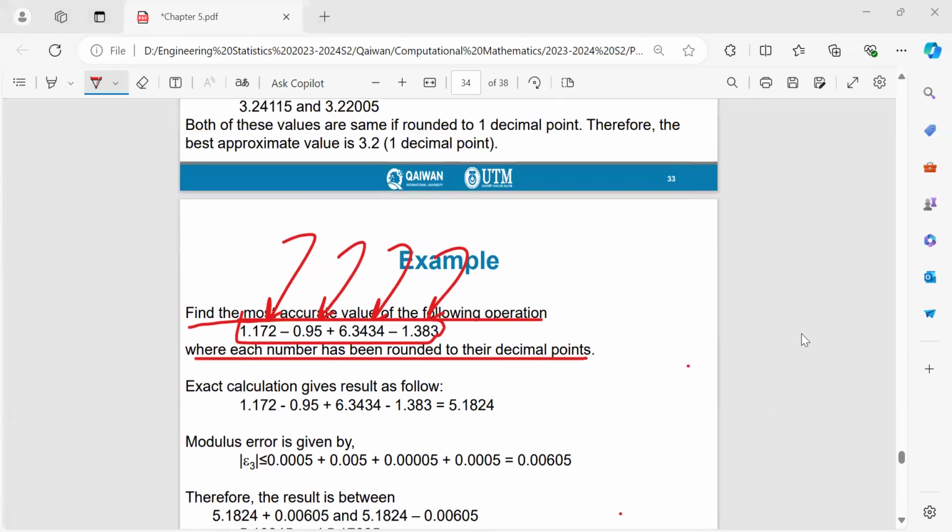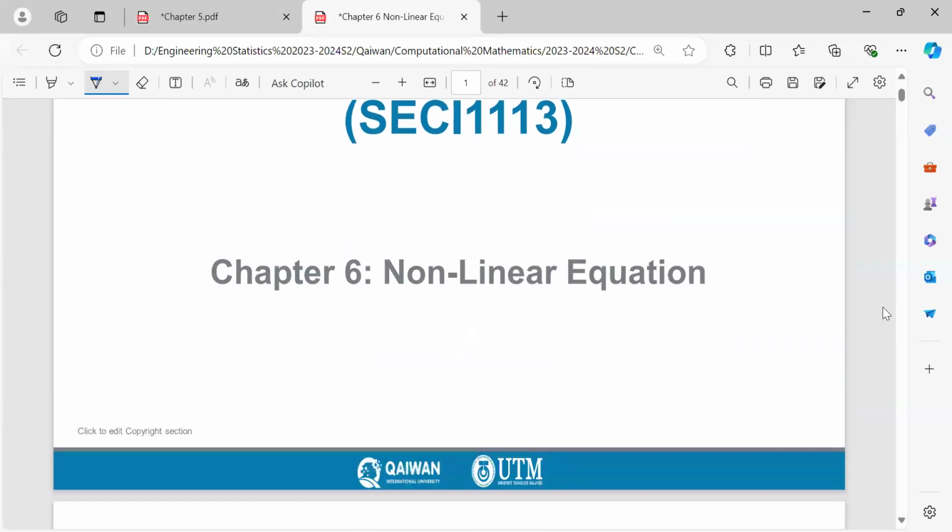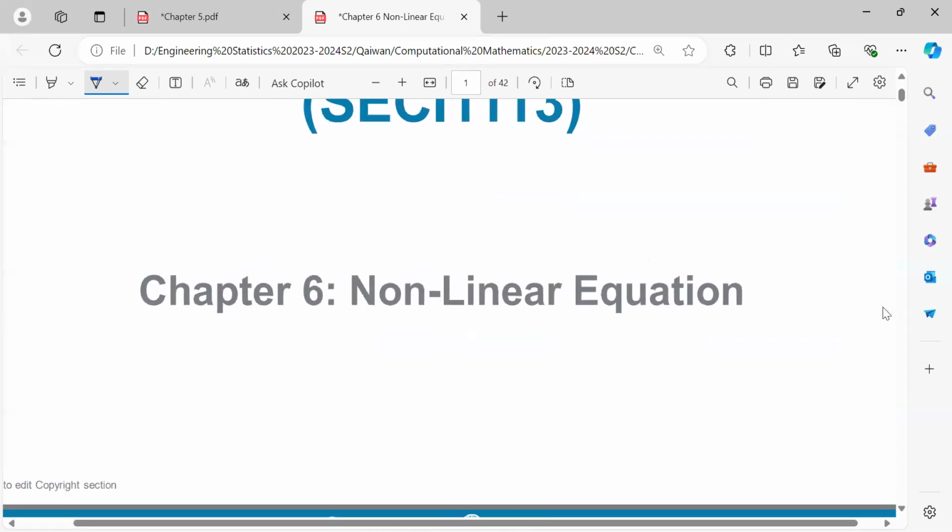So it's the end of this chapter. We now have chapter 6. In this chapter, we just talk about solving nonlinear equations numerically. In this chapter, we study 3 methods, which are the bisection method, secant method, and Newton method. We study these 3 methods for solving a nonlinear equation.